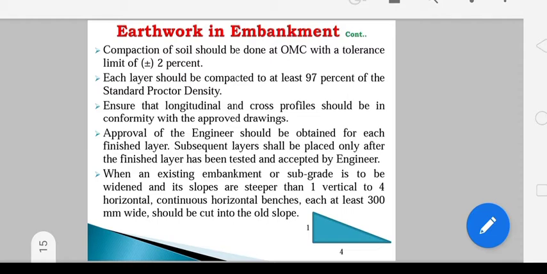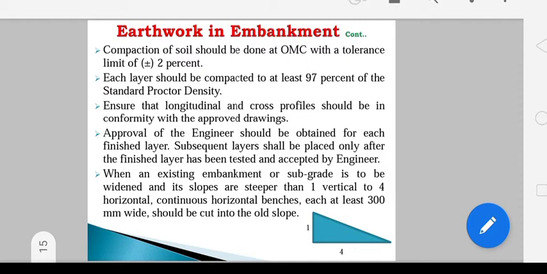So all these steps we had discussed. Compaction of soil should be done at OMC with a tolerance of plus or minus 2%. Each layer should be compacted at 97% of standard Proctor density, or modified Proctor density if you are going for national highways, expressways. Ensure the longitudinal and cross profile are in conformity with the approved drawings.